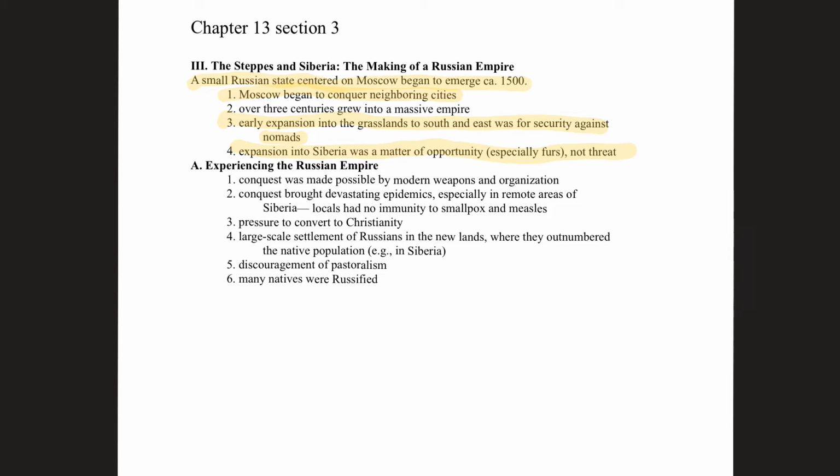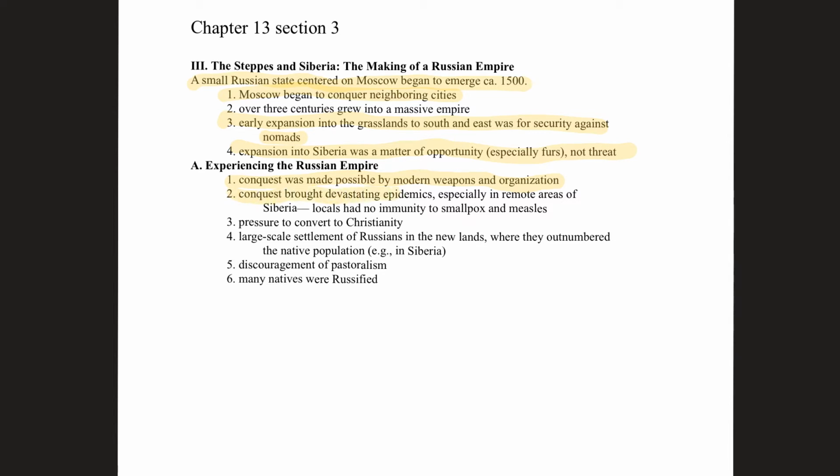So the conquest, like in a lot of these other places, especially with Europe, is made possible by modern weapons and organization. Just like with the Europeans going into the Aztec and the Incan Empire and the Americas in general, those people that they're conquering simply don't have the military technology or the overwhelming organization that the Europeans have. Same thing here with the Russians. They're going after some nomads. They're also going after Siberian communities that are incredibly isolated and simply do not have the same level of development technologically or organizationally that the Russians end up having.